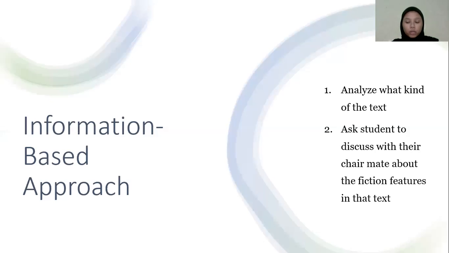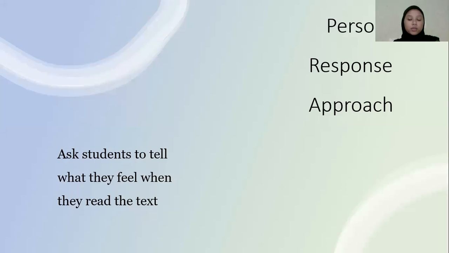So here in information-based approach, I want to gain or elicit some information from my students about that text. So with information-based approach, I know that my students really understand about the text and read the text well. Then the second approach is personal response approach. In personal response approach, the activity is ask students to tell what they feel when they read the text.